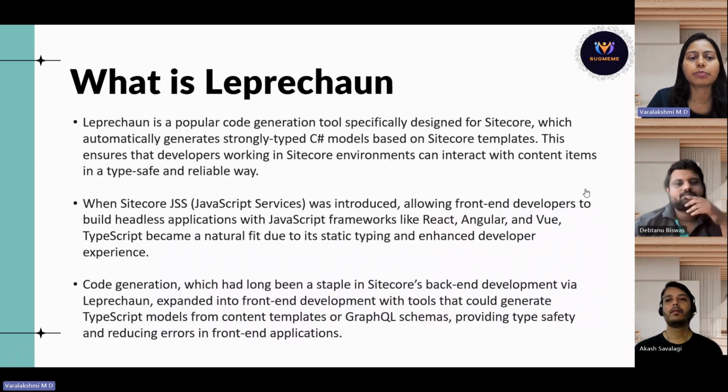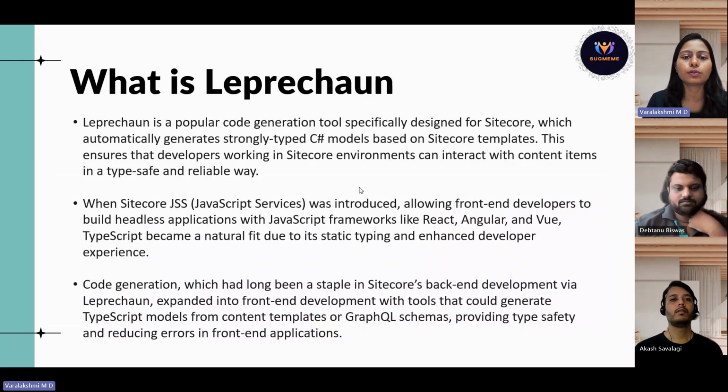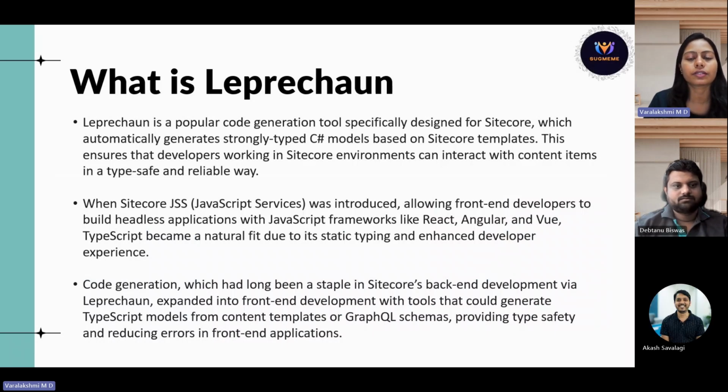So let's see what is Leprechaun. Leprechaun is a popular code generation tool specifically designed for Sitecore, which automatically generates strongly typed C# models based on the Sitecore templates. This ensures that developers working in the Sitecore environment can interact with the content items in a type-safe and reliable way. As we know, we will be having the content in Sitecore, and Leprechaun will generate the C# models, which are automatically generated.